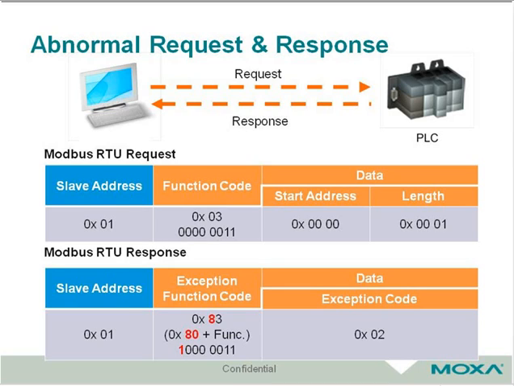And it will put the exception code in the data field. The exception code 02 means illegal data address, which means this slave device may not support reading holding registers from the internal memory address 00. And if you are interested in exception codes, I attached the detailed list in the appendix.